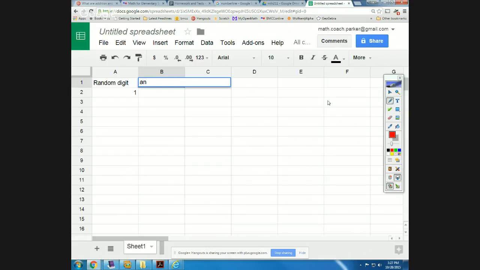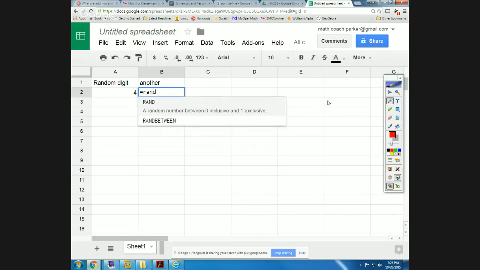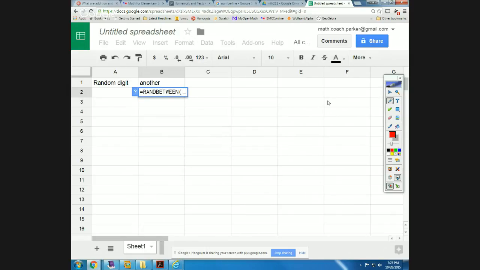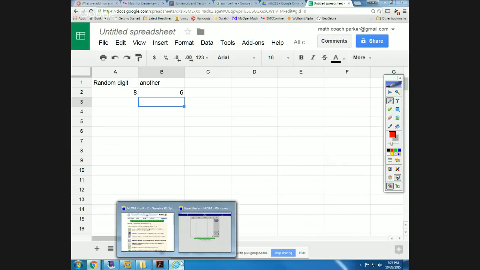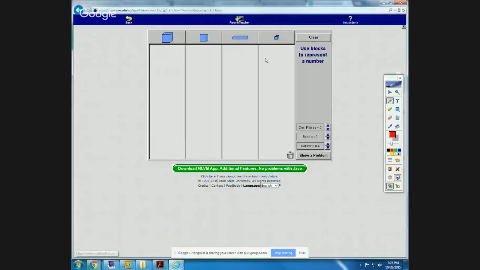I can grab another one. Ooh, now it's 4. It's going to keep changing every time I do something, which is kind of good, but kind of bad. 0 to 9. Okay, so I have to add the digits 6 and 8. So I'm going to attempt to do that on my cute little online base 10 block thing.